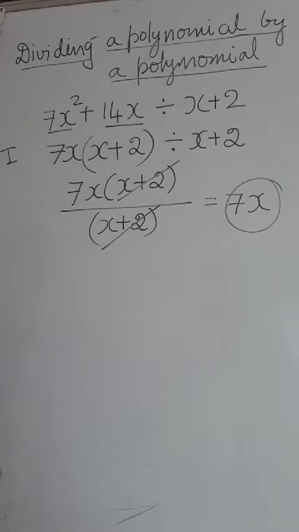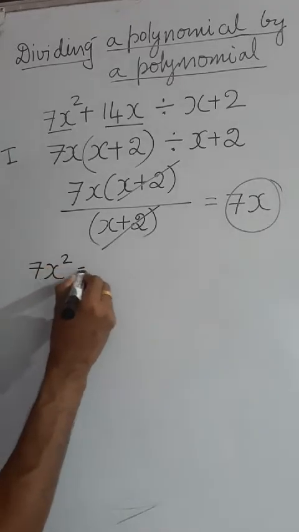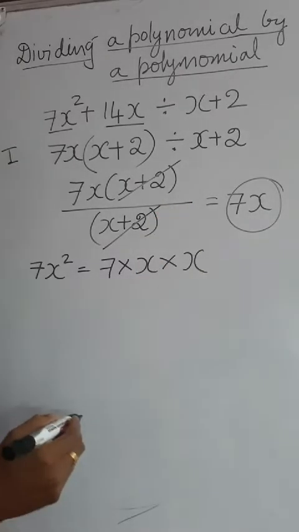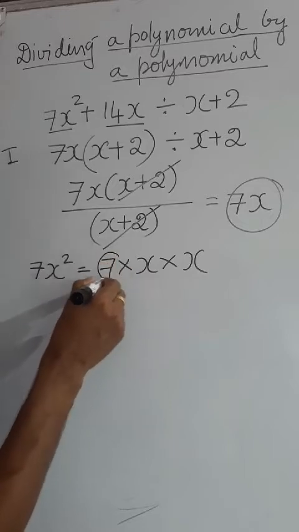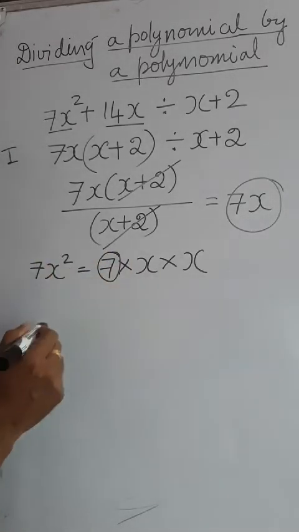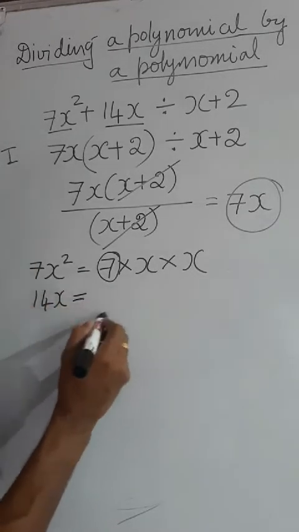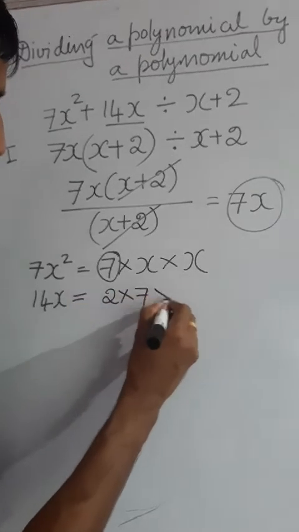One more method I tell you to divide it. You should know how to write the given polynomial in its irreducible form. For example, 7x square can be written as 7 into x into x. 7 is a prime number: other than the number itself and 1, no other number divides it. Such numbers are called prime numbers. No need to discuss that further. Once again, how can you write 14x? 14x you can write as 2 into 7 into x.